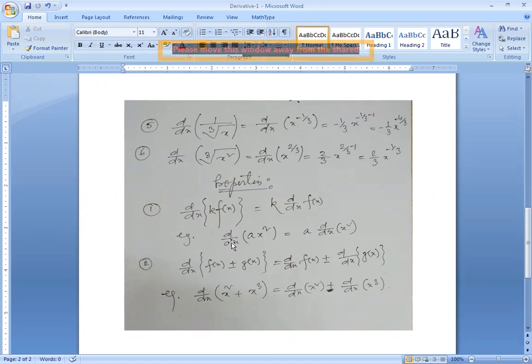As it is the first class, we have discussed this much: just how to operate the differential operator and how we can use formulas to compute derivatives of some given functions. So that's all for today. Thank you so much.